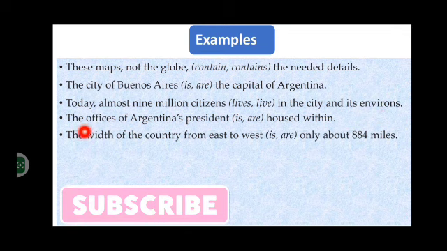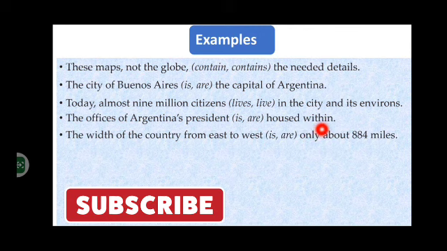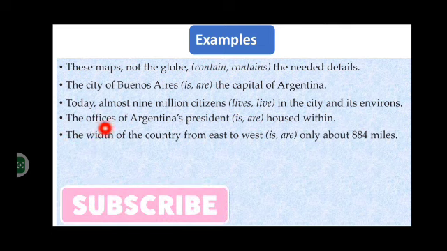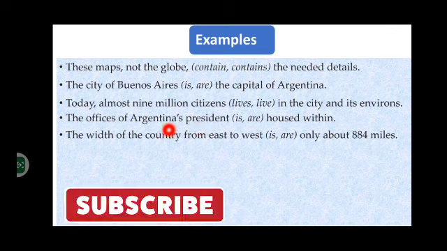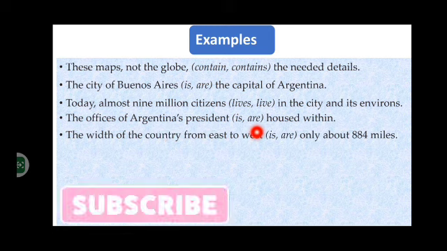Now, "The offices of Argentina's president ___ within." First you have to identify what the subject is. That is the offices, right? The offices of Argentina's president. We are not talking about the president; we're talking about the offices. So, "The offices of Argentina's president are housed within."